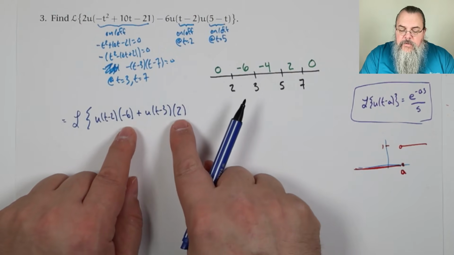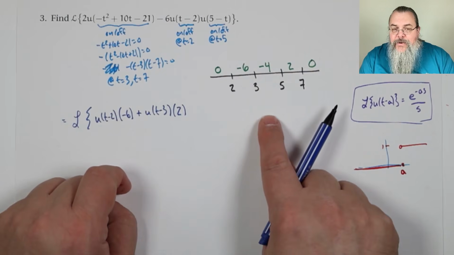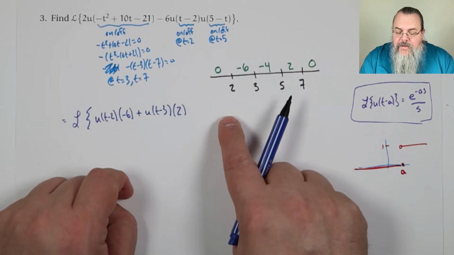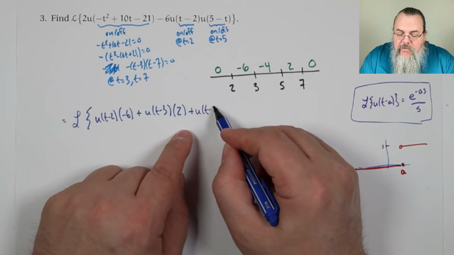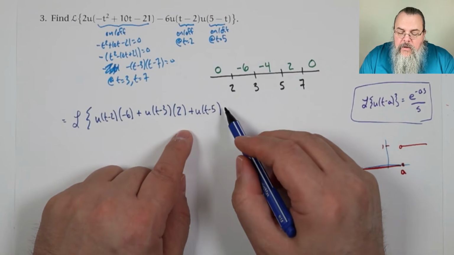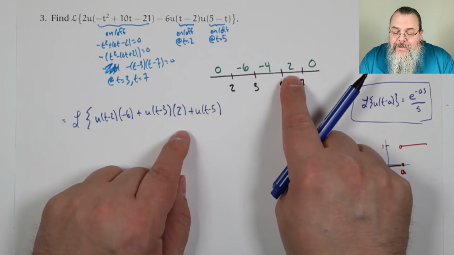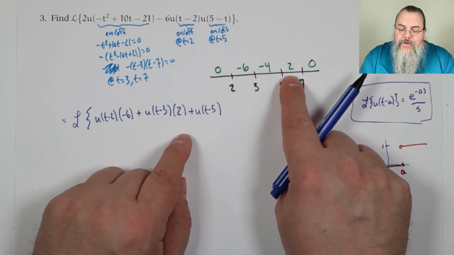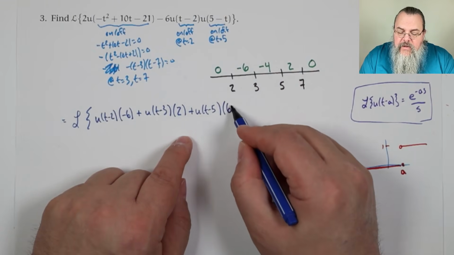Right? So once we pass 3, they're both on. We just keep turning more switches on as we go from left to right. Then we go to 5, u of t minus 5. All right, well, we need to go from negative 4 up to 2. How do we do that? Well, that would be an increase of 6. So I'd say, okay, add 6.